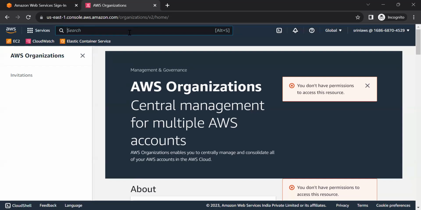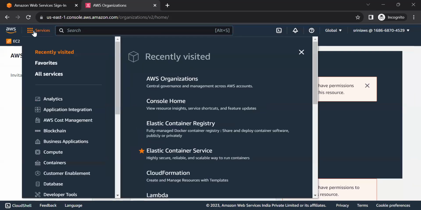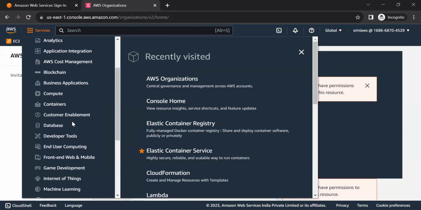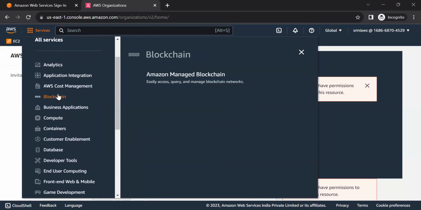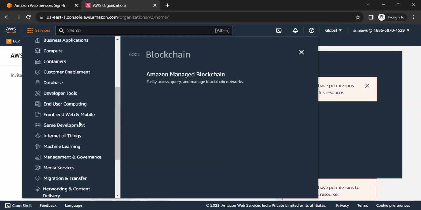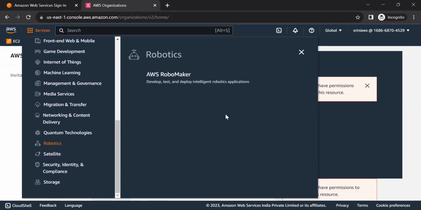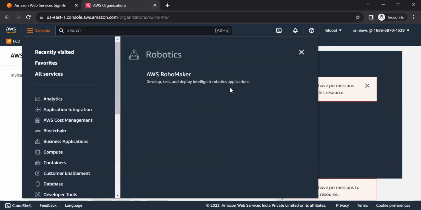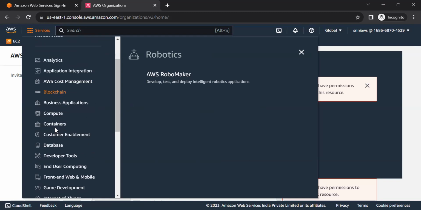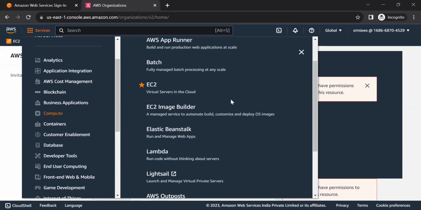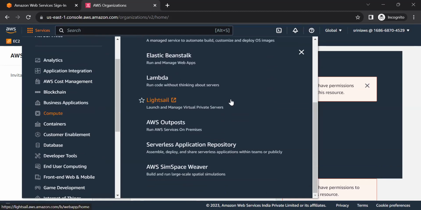Okay. Now let's see how many services like this. So these are the categorizations of the services they have been offering. For example, if you want something related to blockchain or IoT or anything, you just select that particular category and you will see what services are available. But now we don't deal with any of those, only compute. Under compute, these many services they have.